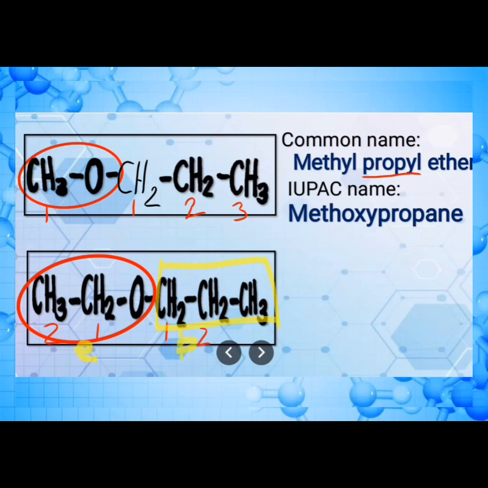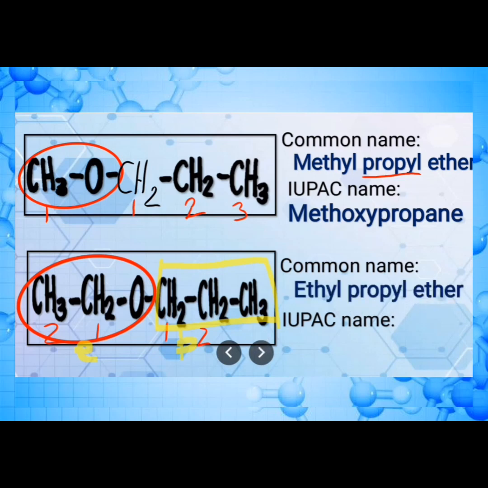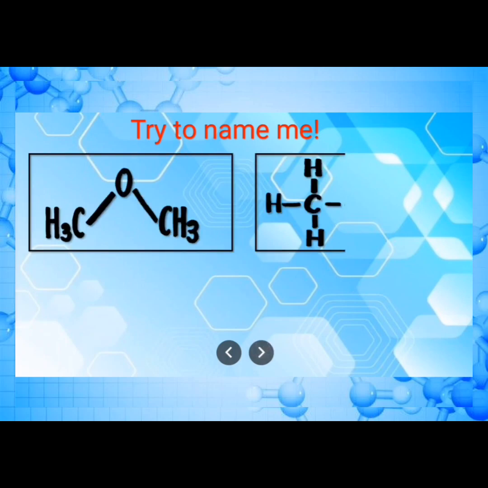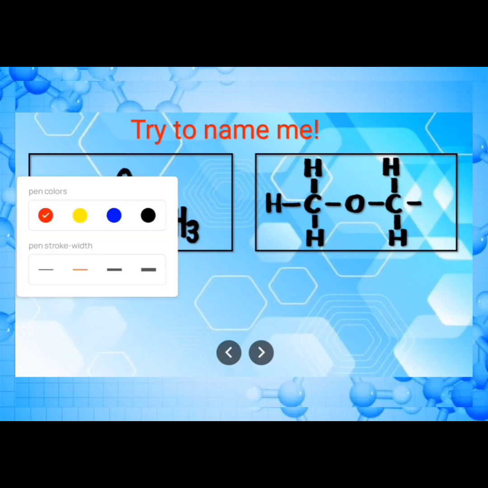So our common name will be ethyl propyl ether. And for the IUPAC name, we will use ethoxypropane. So ethoxy with the presence of oxygen, and ethoxypropane is the IUPAC name for this example. Now it's your turn, so try to name me. I have here 2 examples for you to answer, and you can pause the video to test yourself.